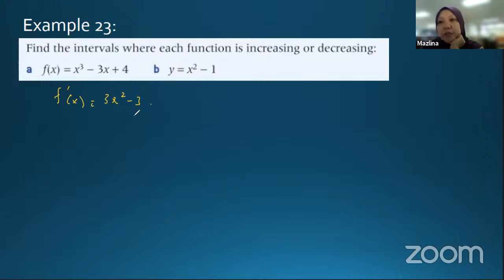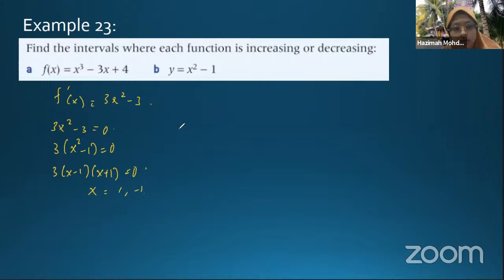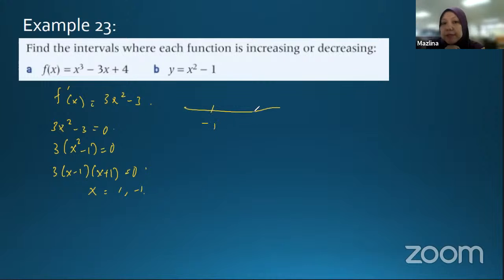If we put it equal to 0, it means we are looking for the turning point, or we also call it a stationary point. Then we take 3x squared minus 3 equals 0. Okay, good. With this, we will get the interval. If you factorize, we get x squared minus 1 equals 0, so 3(x minus 1)(x plus 1) equals 0. Therefore, x is equal to 1 and negative 1. That is the idea: we have negative 1 and 1.